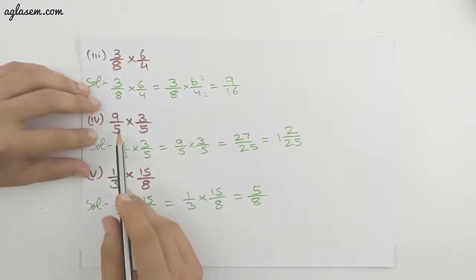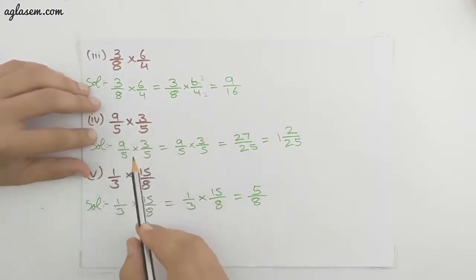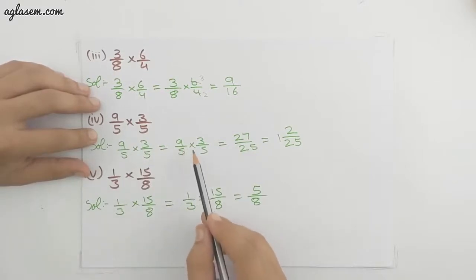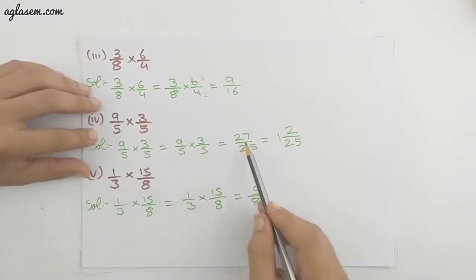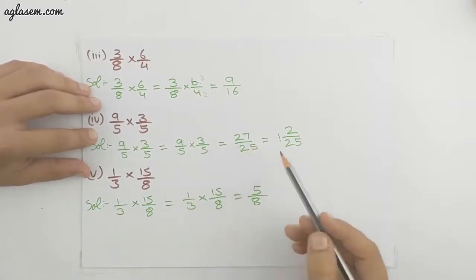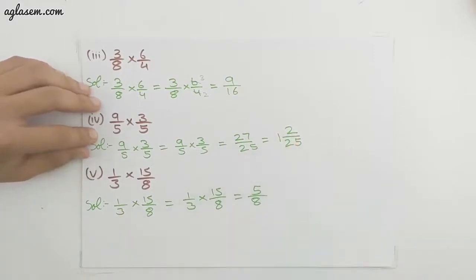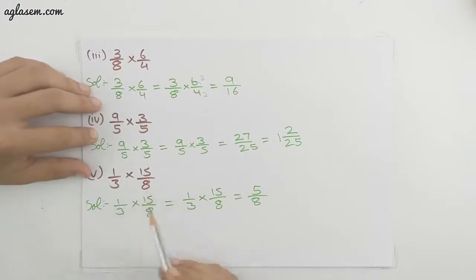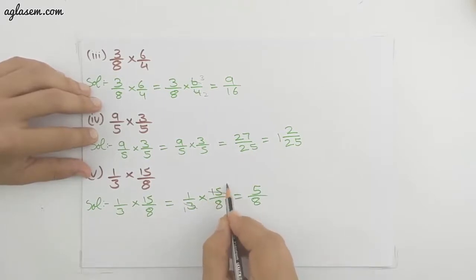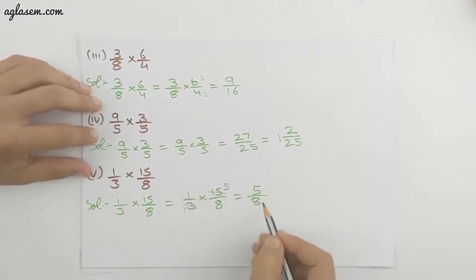Moving to the fourth part, 9 by 5 multiply by 3 by 5. So if we multiply 9 by 5 with 3 by 5, we will get 27 upon 25. If we make this a mixed fraction, we will get 1 whole 2 by 25. So moving to the fifth part of the question, which is 1 by 3 into 15 by 8. If we multiply this with each other, we will get 5 by 8. How? If we reduce down, 3 1s are 3 and 3 5s are 15. So 1 multiplied by 5 is 5 and 1 multiplied by 8 is 8.